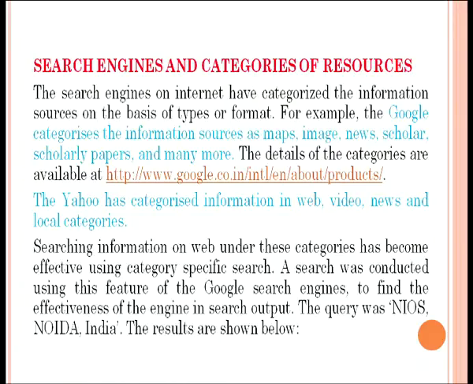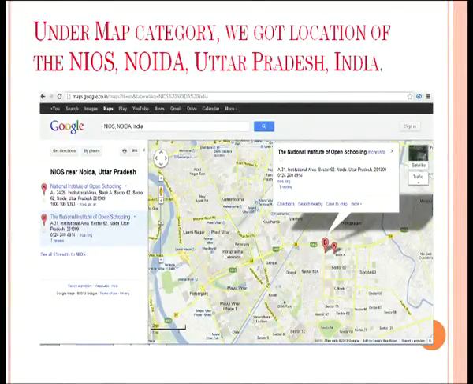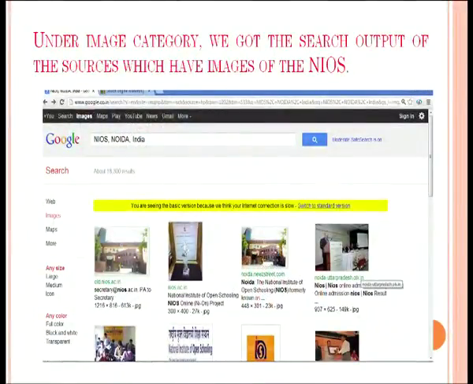A search was conducted using the features of the Google search engine to find the effectiveness of the engine in search output. The query was NIOS, Noida, India. The results are shown. This is where we are searching NIOS, Noida on a Google map. This is where it is showing us where NIOS is placed on the Google map. This is again for NIOS India only, where you can get many more hits.